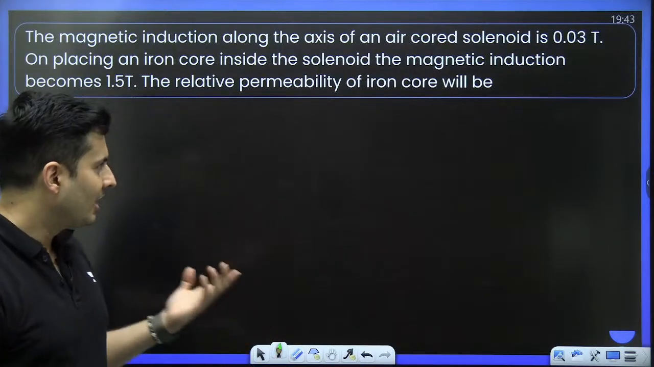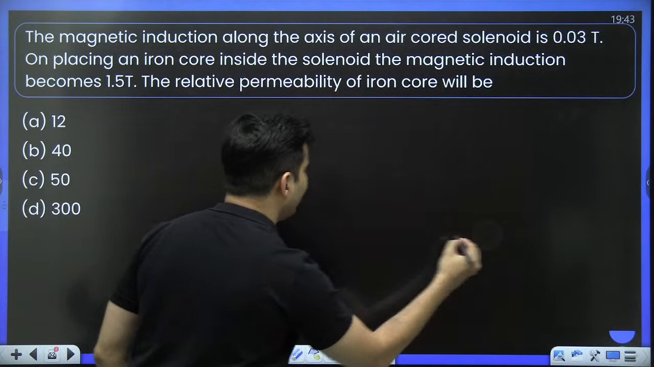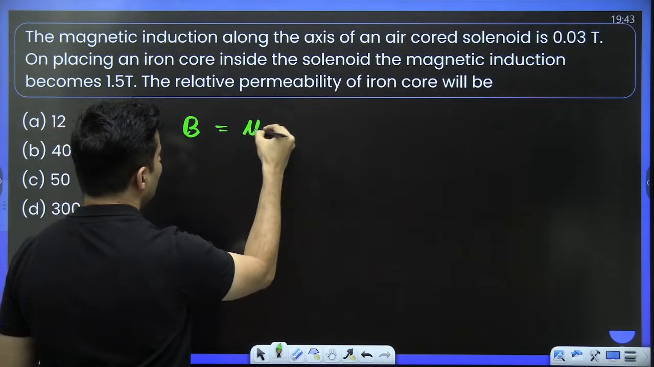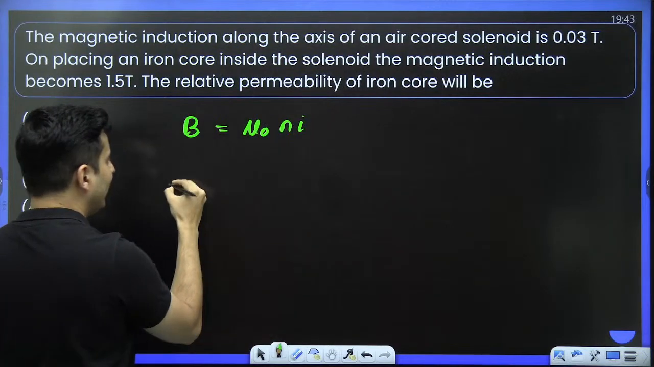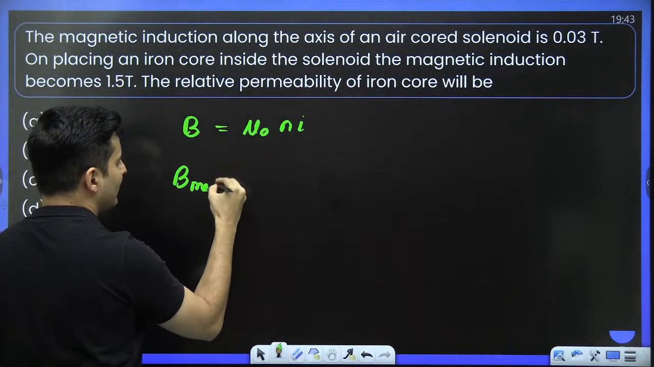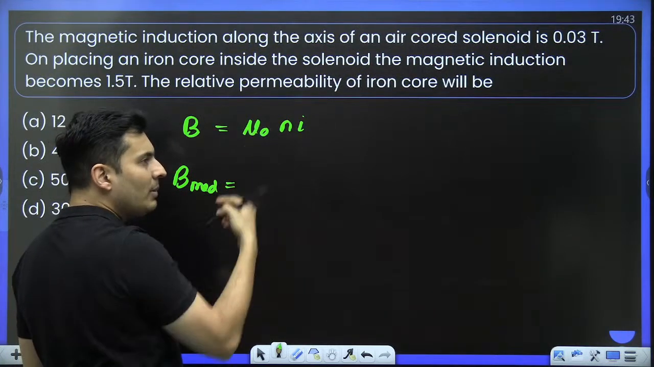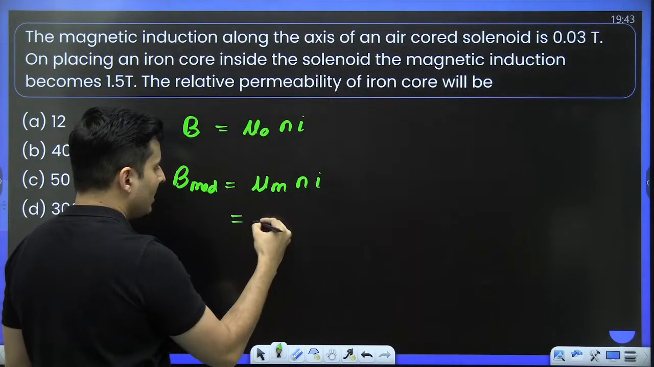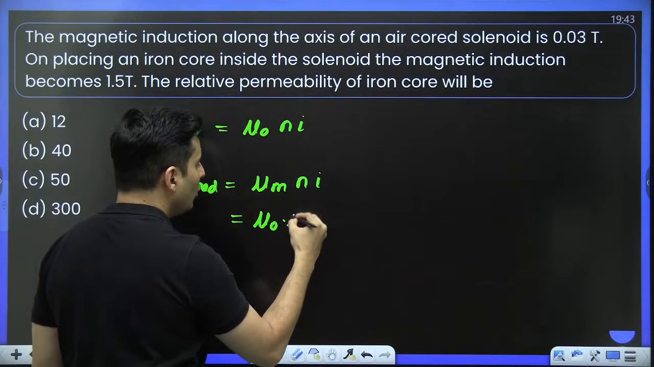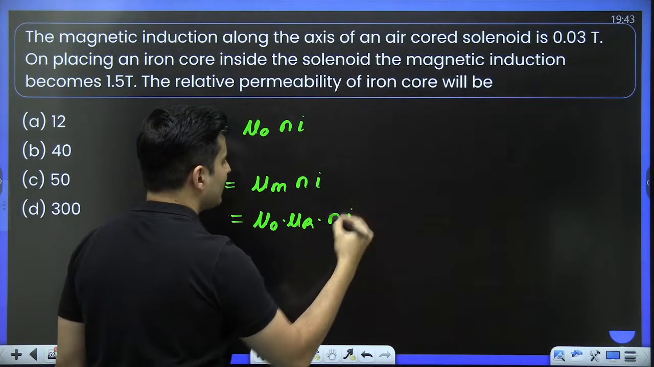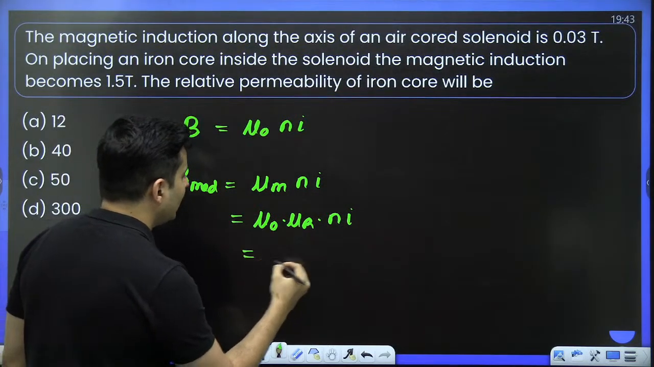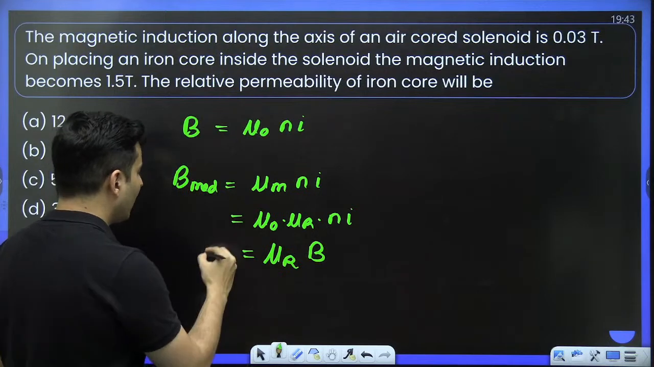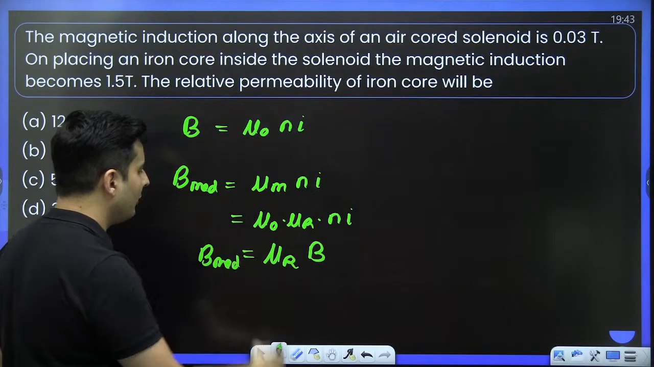Come on, think. The usual magnetic field formula inside the solenoid is mu naught N i. But when some medium is present, obviously this won't be mu naught. This will be mu m N i, and mu m is nothing but mu naught into mu relative, times N i. So basically, it is the old magnetic field into the relative permeability.